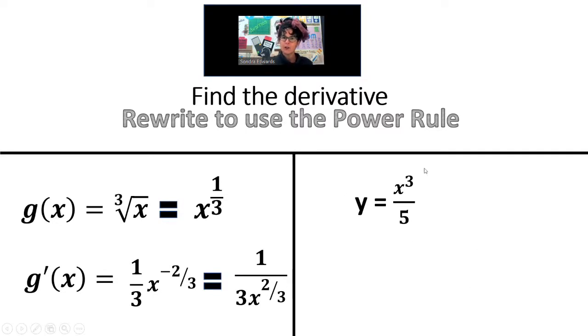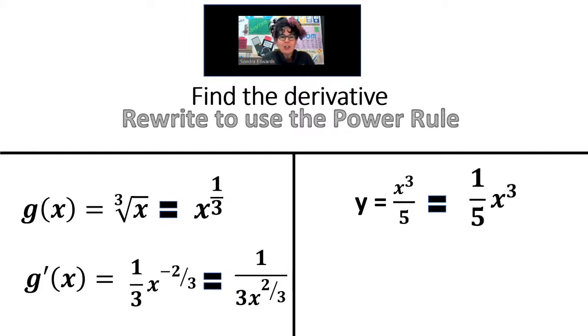Okay, over here for this one, we have divide by 5. I don't like divide by 5 because I want to see a number x to a power. So we can rewrite dividing by 5 as multiplying by 1/5. So I'm going to rewrite this as 1/5 x to the third power. So if you're dividing by a number, just think of it as multiplying by the reciprocal, and that makes the number x to the power stand out.